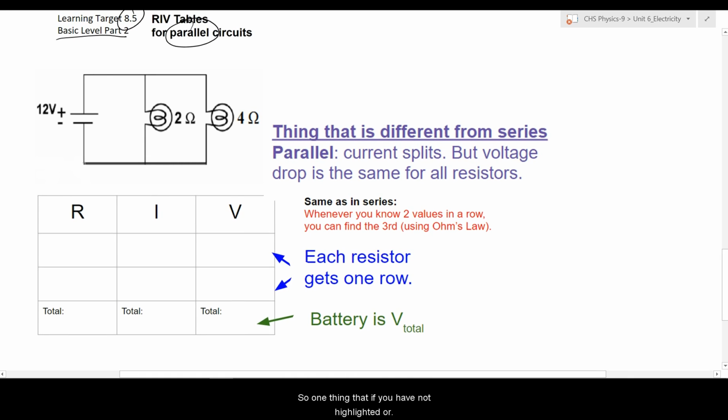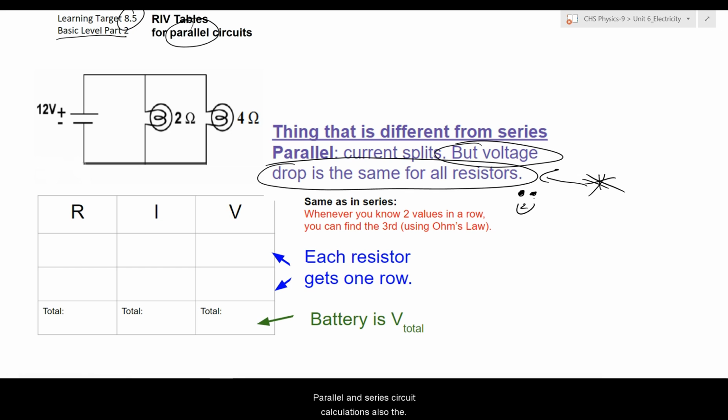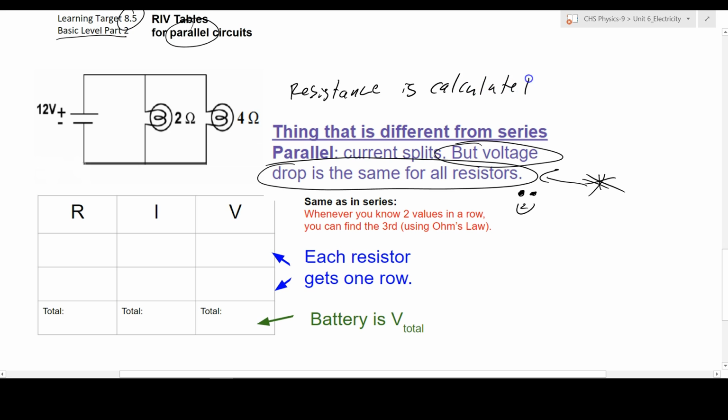So one thing that if you have not highlighted or underlined or circled, it's this part right here: voltage drop is the same for all resistors. That's a big idea. Okay, maybe put a little smiley face next to it, whatever. But make sure that part is highlighted or noticeable in your notebook, because that's the main difference between parallel and series circuit calculations. Also, the resistance is calculated differently.